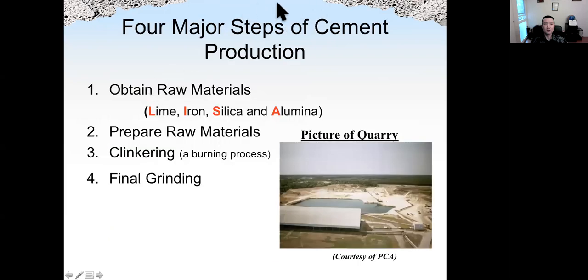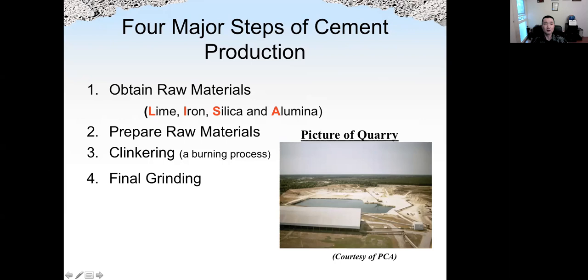Right. Next, let's look at the manufacturing process of Portland cement. The first step is we need to get the raw materials. We need lime, which is calcium oxide. We need iron, we need silica, and we also need aluminum. These are the four major oxides in concrete. To help you remember that, take the first letter of the four words, that's LISA, Lisa.